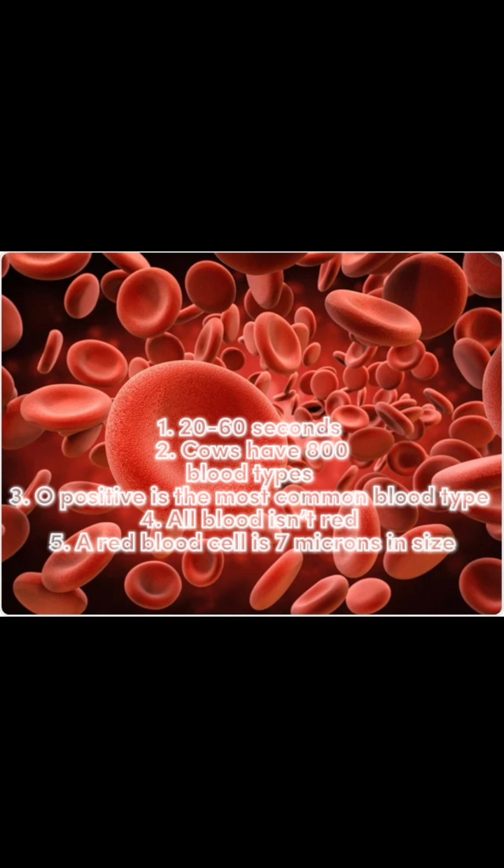However, O negative blood is the universal blood type because anyone can receive it no matter their blood type. Another fun fact is that all blood isn't red. Crabs have blue blood, earthworms and leeches have green blood, and starfish has clear or a yellowish blood. A red blood cell is about 7 microns in size. For reference, a micron is 1/1,000,000th of a meter.